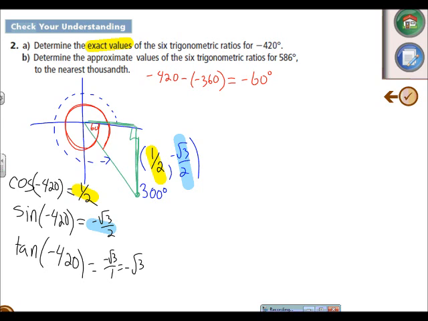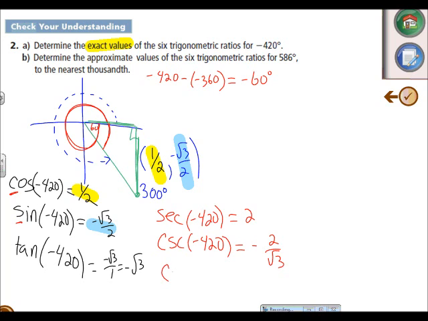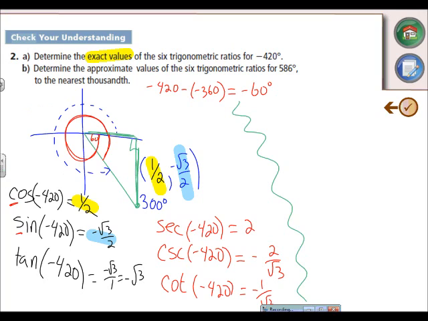Let's do our reciprocals. The one that goes with cosine, C, is the one with the S. Secant of negative 420 is just the flip of cosine, which is going to be 2. Sine has an S, so the reciprocal is cosecant of negative 420. And we flip that one. It's still negative. Negative 2 over root 3. And then we've got tan. That goes with the other tan, which is cotangent of negative 420. And that's just the flip. So it's going to be negative 1 over root 3.